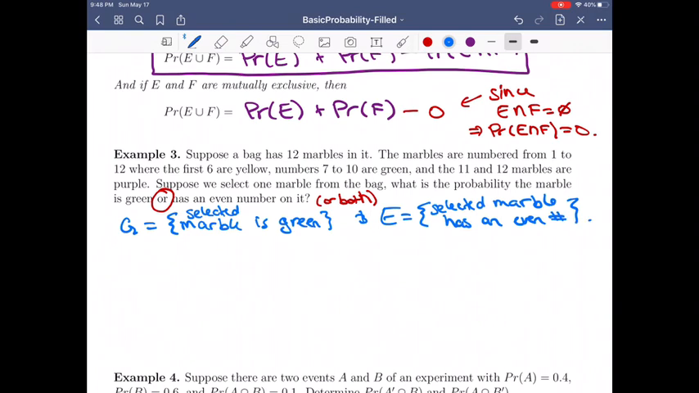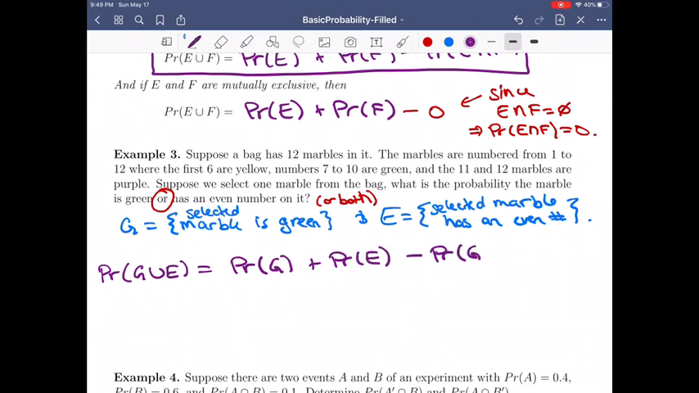Okay, so what we're looking for is the probability that at least one of these happens. So we're looking for the probability of G union E. Using the principle of inclusion-exclusion, this should be the probability of G plus the probability of E minus the probability of G intersect E. So now we want to think about each one.